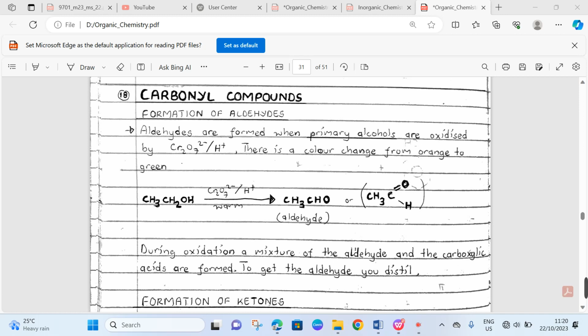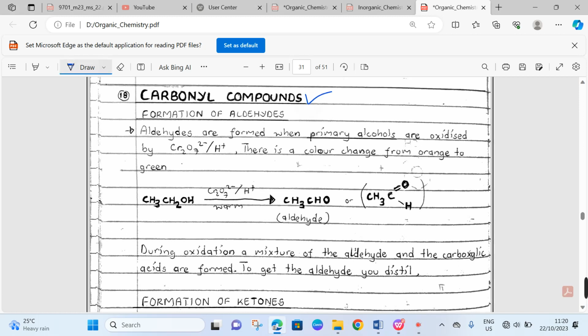Now, in today's episode, we're covering carbonyl compounds. So the first subheading there, we're dealing with the formation of aldehydes. Carbonyl compounds involve aldehydes and ketones. So let's see how we form aldehydes.